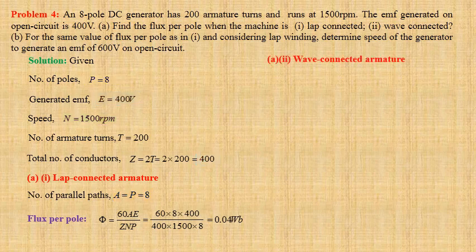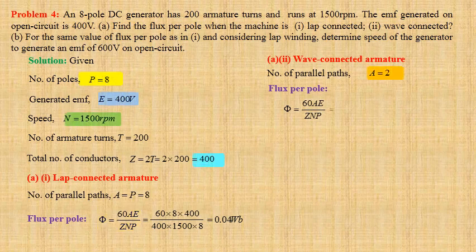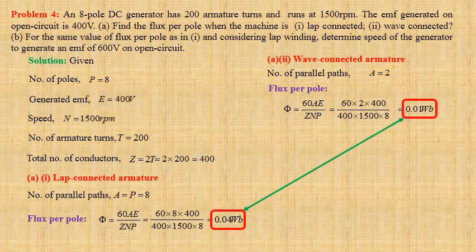For a wave connected armature, number of parallel paths A equals 2. Flux per pole ϕ equals 60AE divided by ZNP, that is equal to 60 into 2 into 400 divided by 400 into 1500 into 8, that gives us 0.01 Weber. If we compare the required flux per pole for both the cases, we find that the wave connected armature requires 1/4 of that required by the lap connected armature.